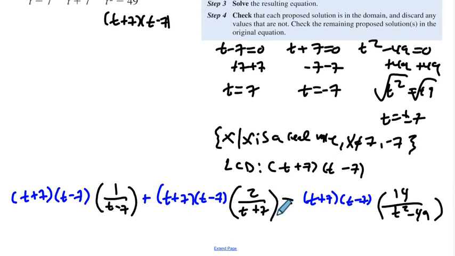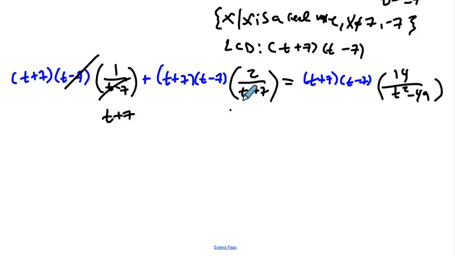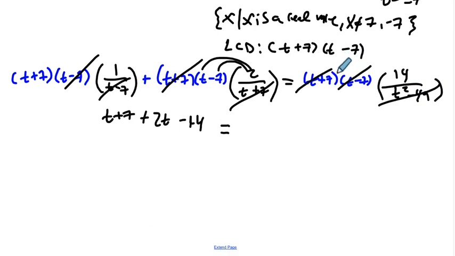Now we get some cool crossing out that happens here. Right here, t minus 7 and t minus 7, so all I have left is t plus 7. Right here, the t plus 7 and the t plus 7 cancel. So I have 2 times t, 2t, and 2 times negative 7, negative 14. Is equal to, well, t squared minus 49 is t plus 7, t minus 7, so those just all cancel out, and we're left with just 14.